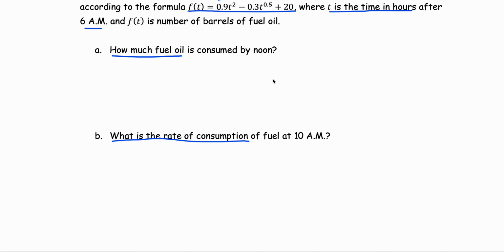In part A, the key term "by noon" means T is 6, or 6 hours after 6 a.m. The problem asks for how much fuel. That means you are looking for F(T) when T is 6. Well, when you put these 2 key terms together, you are asked to find F(6).